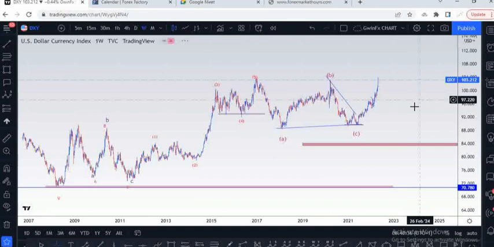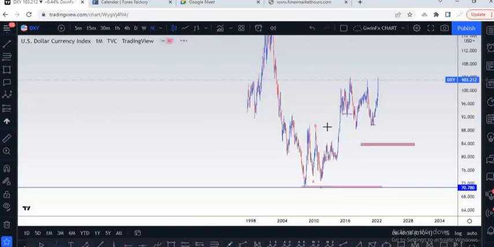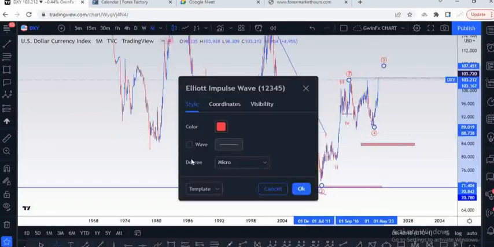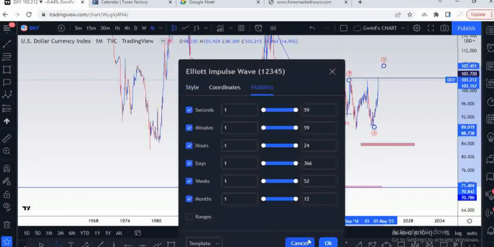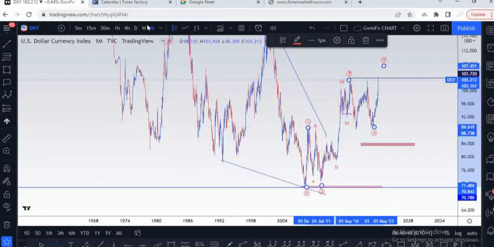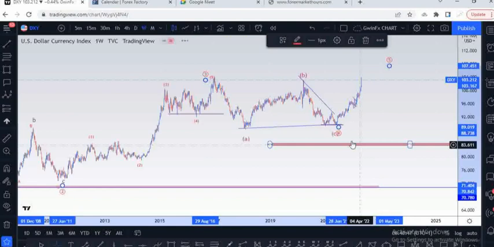So here we had a structure that created, let me bring back those labelings up there. I want to see all this on a weekly as well. So here for wave 4, what created wave 4 was a flat structure.